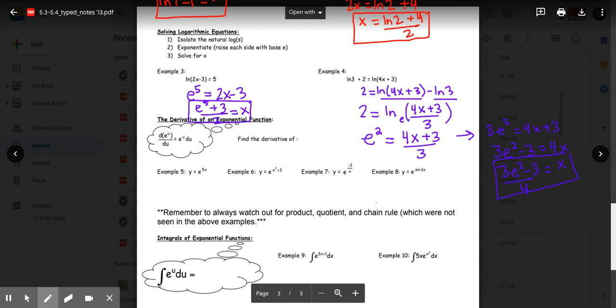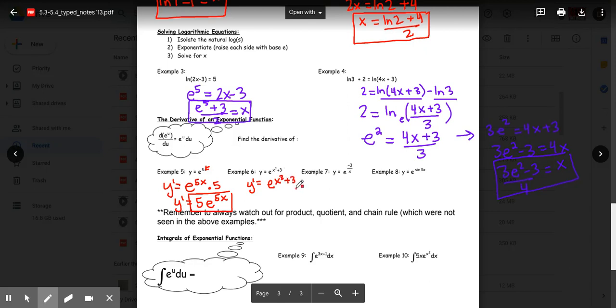The new thing is taking the derivative of an exponential. It's actually really, really easy. To take the derivative of an exponential, you keep it the same, and then you multiply by the derivative of the power. That's what this stands for right now. So example 5, you keep it the same as the original, and then you multiply by the derivative of the exponent. Well, the derivative of the exponent here is just 5. So your answer would be 5e to the 5x for the first one. So you keep it the same times the derivative of the power. So example 6, keep it the same times the derivative of the power.